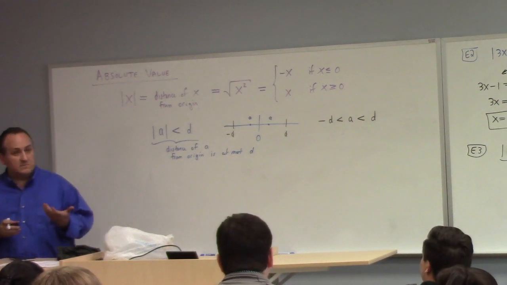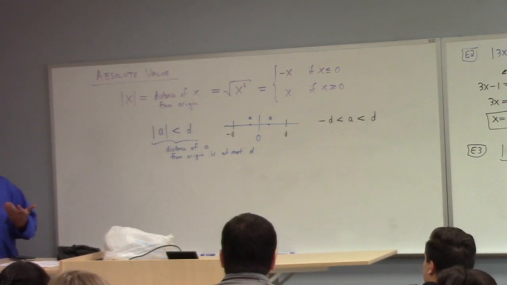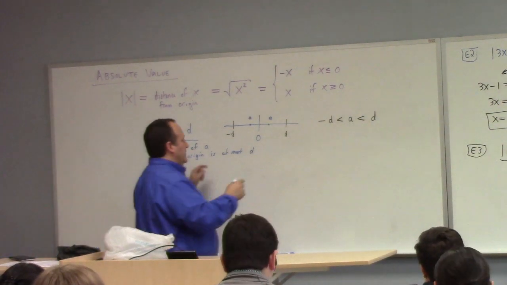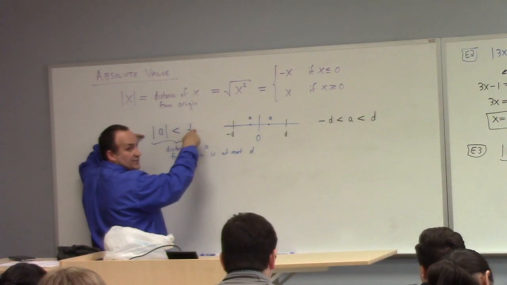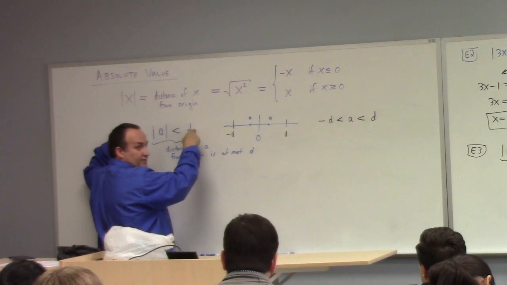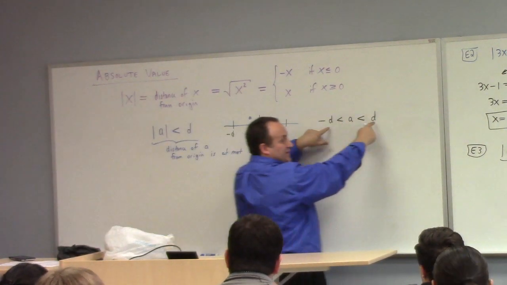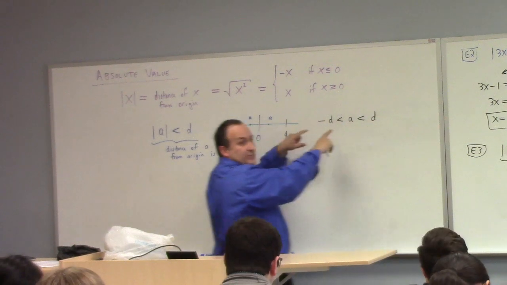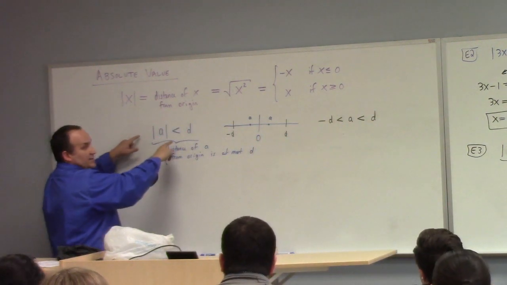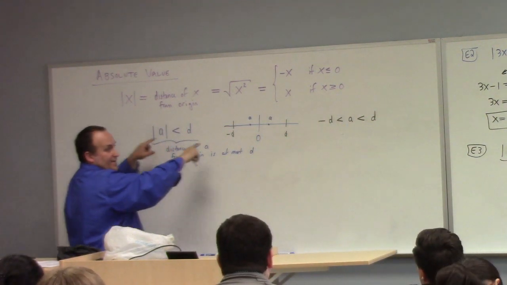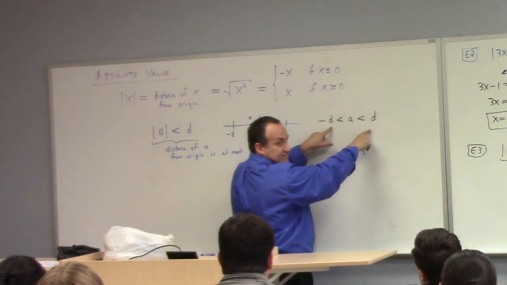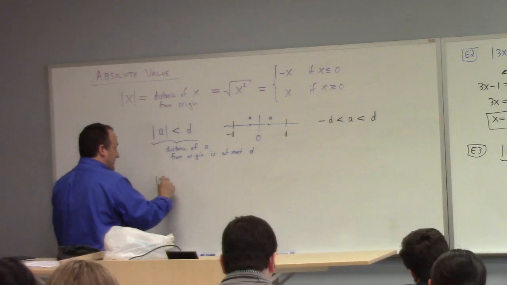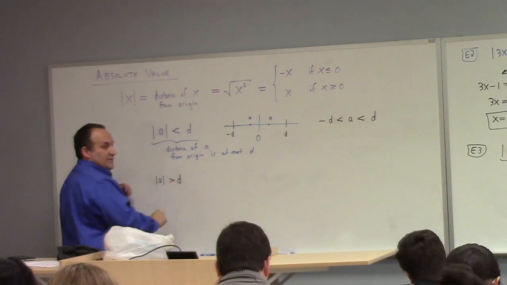Does that make sense? So in other words, this inequality with absolute value is equivalent to this inequality without absolute value. So we can get rid of absolute value with a less than by unwrapping it like this. On the other hand, if we have the absolute value of A is greater than D, what does that mean?